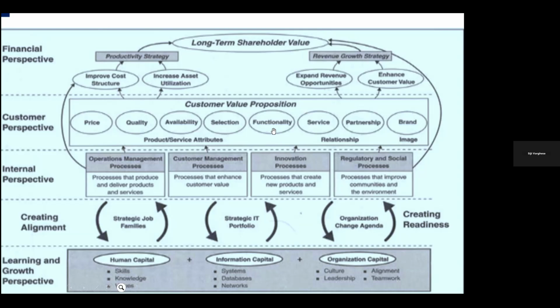So, here when it comes to functionality, this map reflects a product. What are the kind of various functions it has?